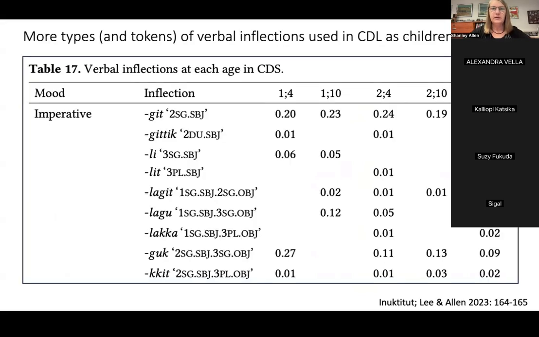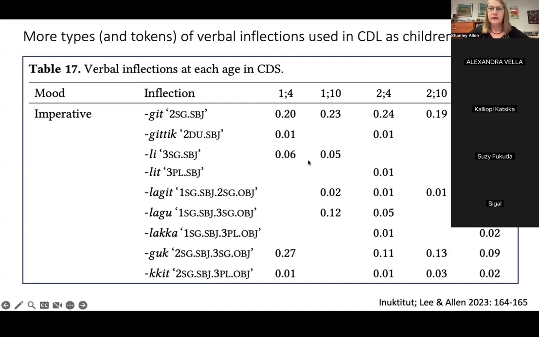And then we looked at each inflection. So this addresses your question a bit more, Sigal. We looked at each inflection. So these are all the imperative inflections that were used in all of the data. And so we listed each one, like Geet is a second person singular subject, Geetik is a second person dual subject, Li is the third person singular, etc. And then these ones here have objects as well. So Guk that we saw earlier is second person singular subject, but third person singular object.